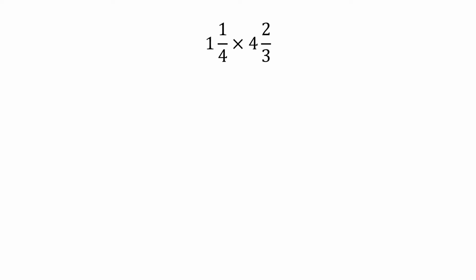So first step, 1 1/4 and 4 2/3, we have to make these into improper fractions. So 4 times 1 is 4, plus 1 is 5, so 5/4. And over here we have 3 times 4, which is 12, and then 12 plus 2, which is 14/3.